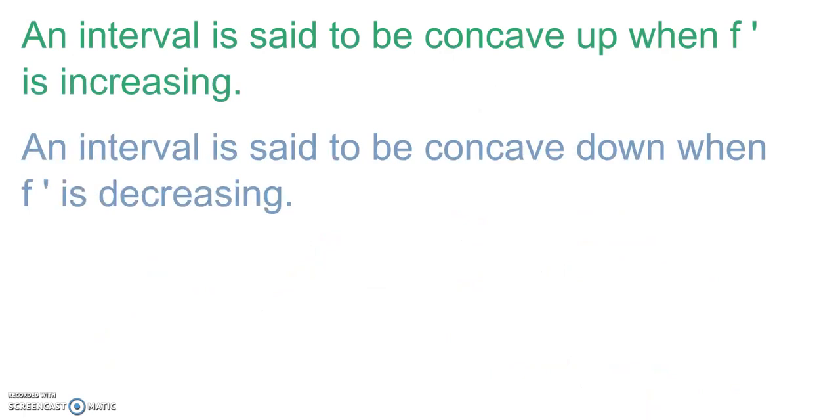So an interval is said to be concave up when the first derivative is increasing, and it's said to be concave down when the first derivative is decreasing. So a really good way to think about this is it is concave up if the part of the graph lies above the tangent line, and it's concave down when part of the graph lies below it.